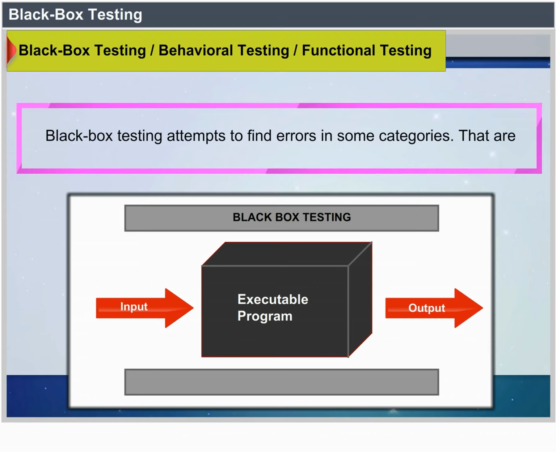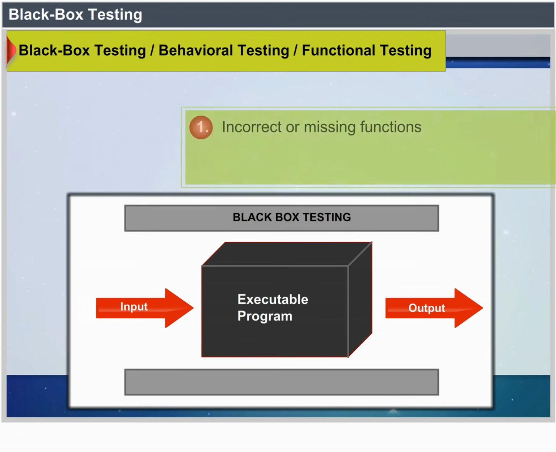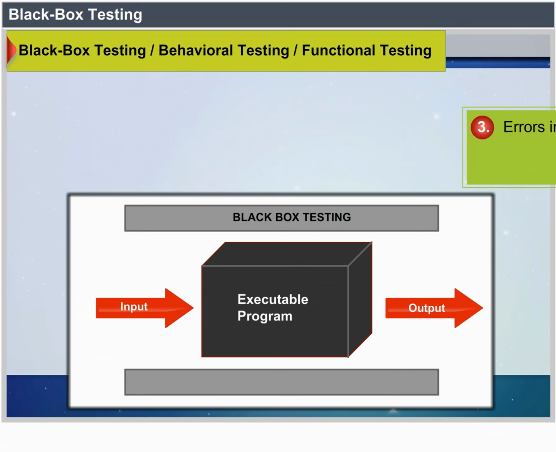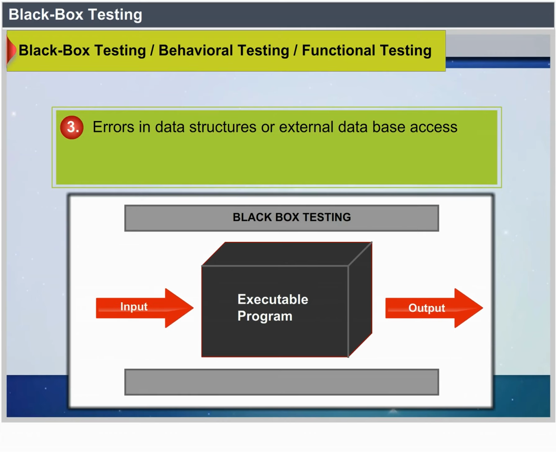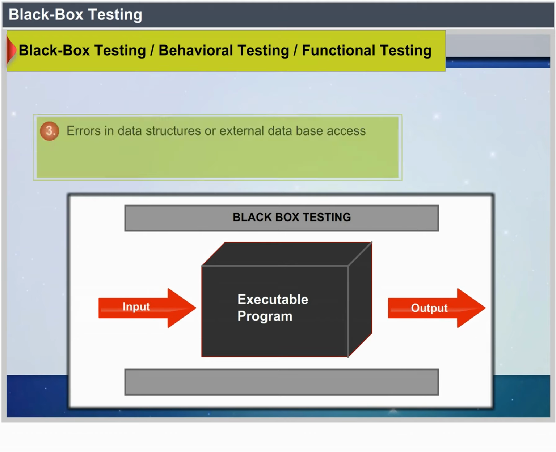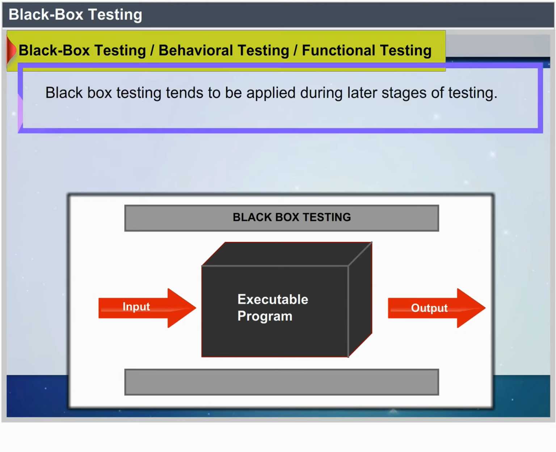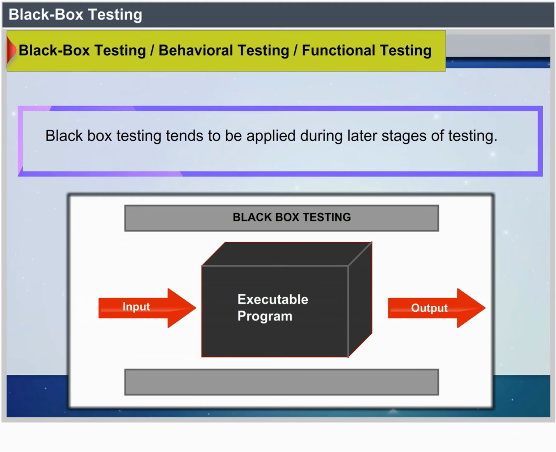Black box testing attempts to find errors in these categories: incorrect or missing functions, interface errors, errors in data structures or external database access, behavior or performance errors, and initialization and termination errors. Black box testing tends to be applied during later stages of testing.